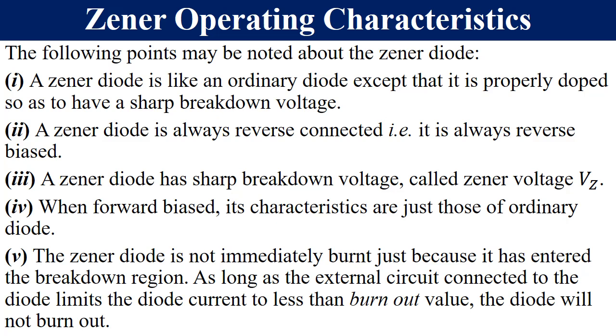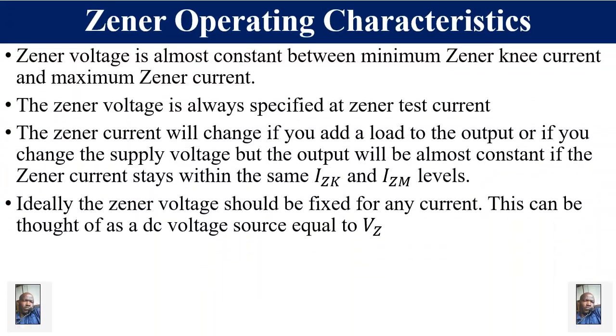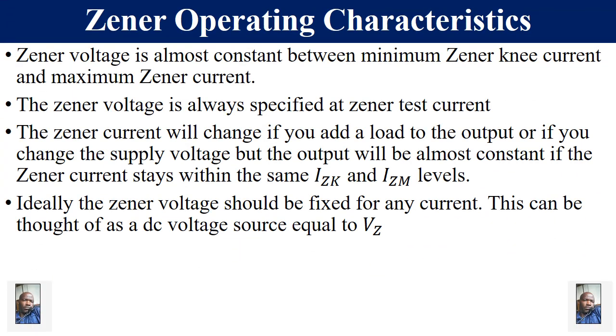Then the fifth point: a Zener diode is not immediately burnt just because it has entered into breakdown. It is only burnt when we have exceeded the maximum Zener current. Some very important points we are continuing. We are saying the Zener voltage remains almost constant as long as the current is between Zener current and maximum Zener current. If we haven't gone out of that range, then our Zener voltage will be almost constant, as shown by the Zener operating characteristic.